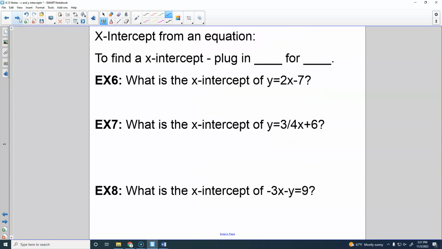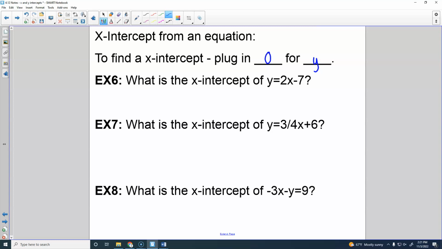All right, x-intercept from an equation. To find an x-intercept, we're going to plug in 0 for the y. Now this you're going to have to do because actually, I guess if you did solve the equation for x, it would be an x equals 1 over m plus b or something. You could maybe do something weird. It'd be weird. Don't do that.